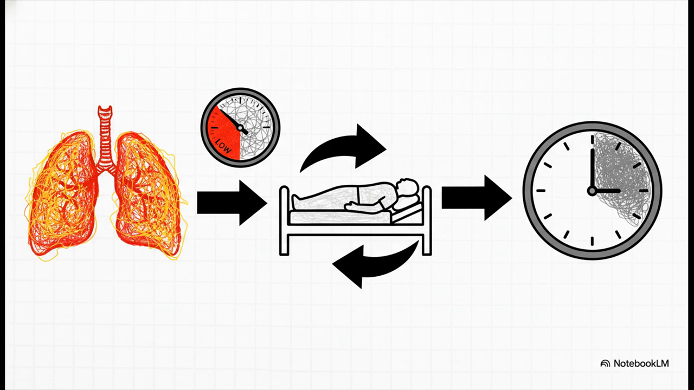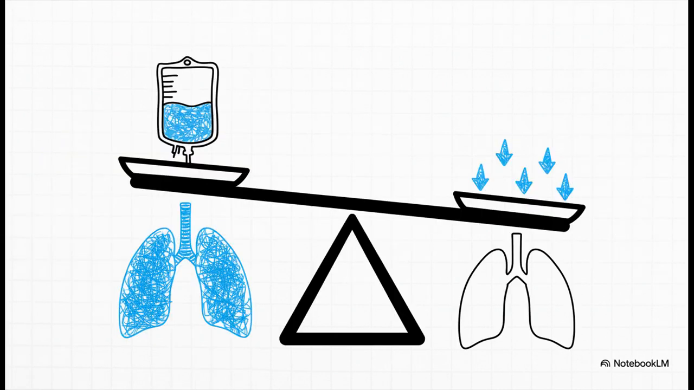By turning them over, we're basically using gravity to our advantage, helping to open up those collapsed, soggy parts of the lung at the back. But it's not a quick flip. They need to be prone for at least 12 and often up to 16 hours a day to really get that benefit.